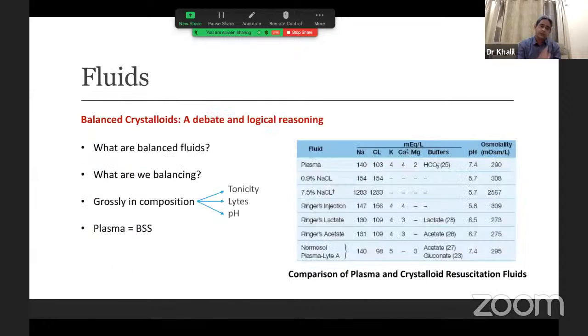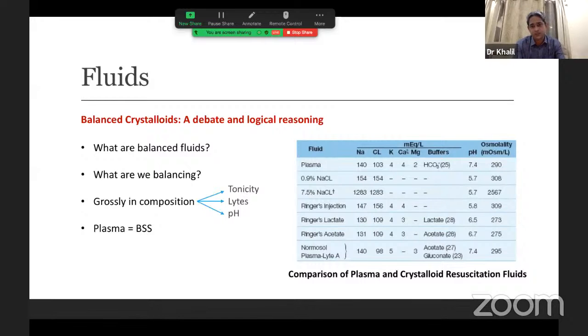Coming to the first topic, fluids. Fluid administration is the first intervention performed when we encounter a child with circulatory failure. Crystalloids are chosen globally as the initial fluid of resuscitation. However, the composition of different crystalloids is not the same.